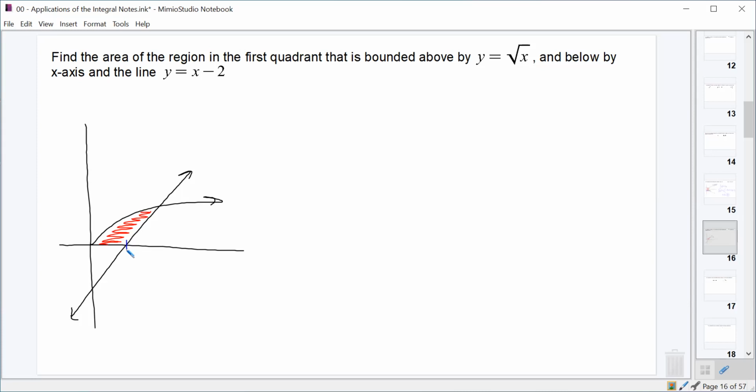But if we think about it in terms of y, no matter which y value I choose that goes through that region, the rightmost function, the one with the larger x value, is always the line. The line's x value is more than the square root function's. If I looked at any y value within this region, the x value of the line is always greater than the x value of the square root function. So we're going to do the same thing that we did to find the area between two regions in terms of x, but just in terms of y.